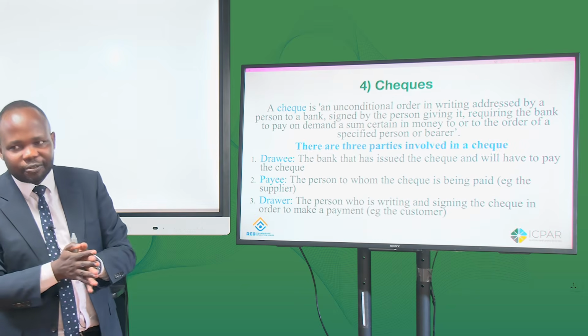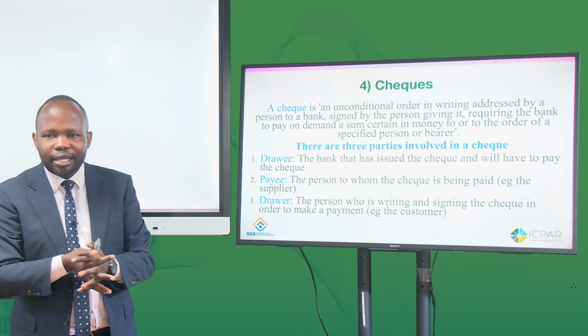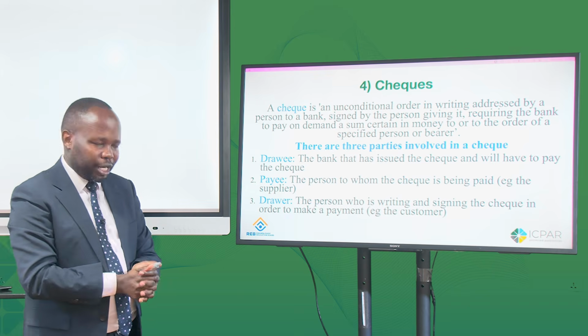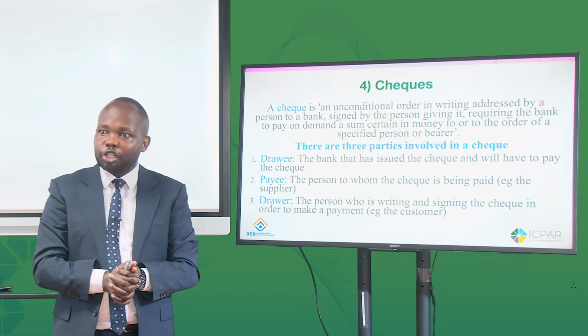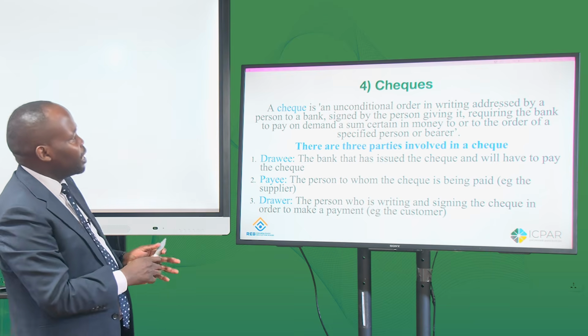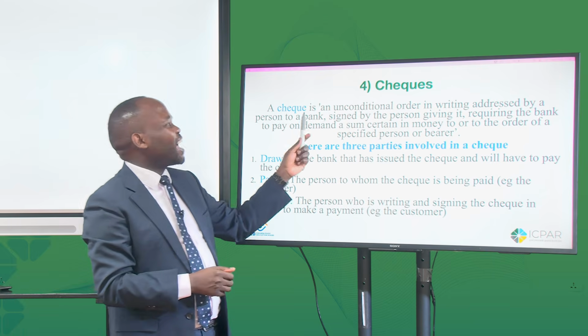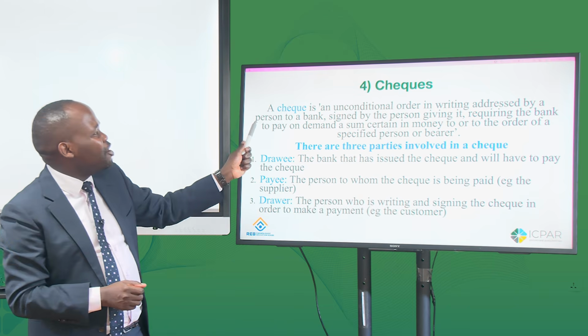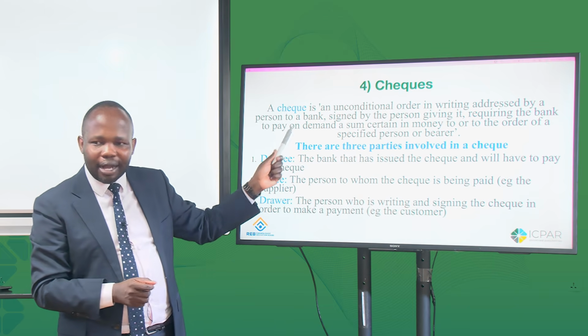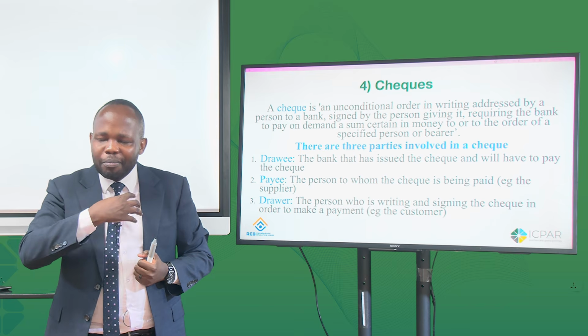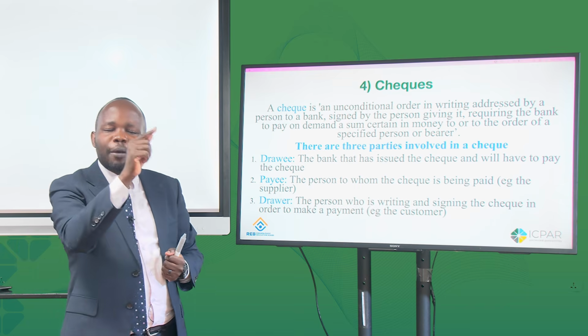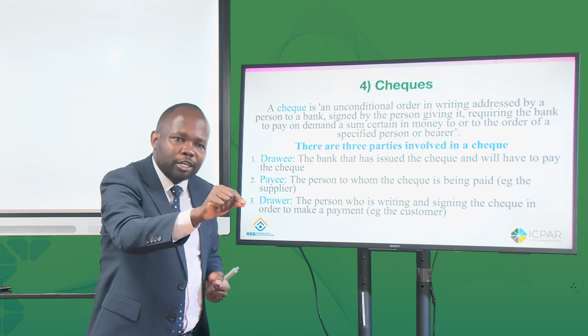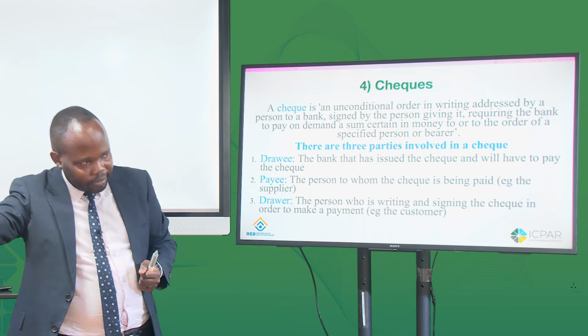Let's look at checks. Payments today are made through checks. We should avoid cash payments. Now, what is a check? A check is an unconditional order in writing addressed by a person to a bank. So it's an order from maybe my business to the bank, asking the bank to pay maybe some supplier.